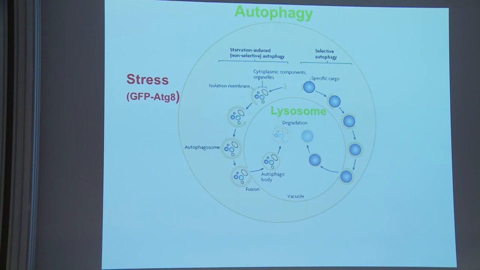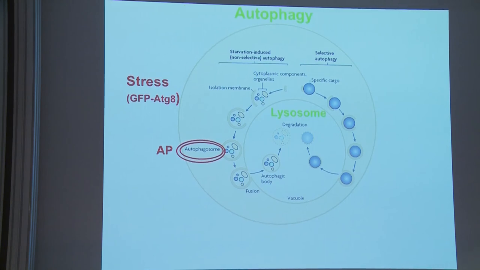So first, let me just remind you what autophagy is. It's the pathway that people usually study under stress. And here is an example of how we look at this pathway by GFP-ATG8, which is LC3 in mammalian cells. What happens is that in this pathway, an autophagosome is formed. And an autophagosome, to remind you, is a double membrane organelle. It takes cargo, so the autophagosome forms around cytoplasmic things. They can be either proteins, protein aggregates, or even whole compartments.